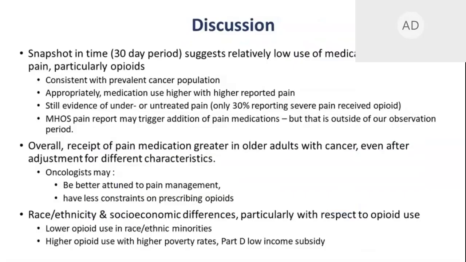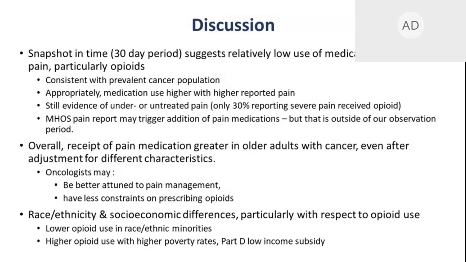So just to discuss briefly, this analysis looked at a snapshot in time, a 30-day period, suggesting relatively low use of medication therapy for pain, particularly opioids. Although we would have liked to have a newly diagnosed cancer patient population, the 5-year window gave us somewhat more of a prevalent cancer population, and I think that the medication use is probably consistent with that more prevalent cancer population. Appropriately, we observe that medication use is higher with higher reported pain severity. There seems to be evidence of under or untreated pain.